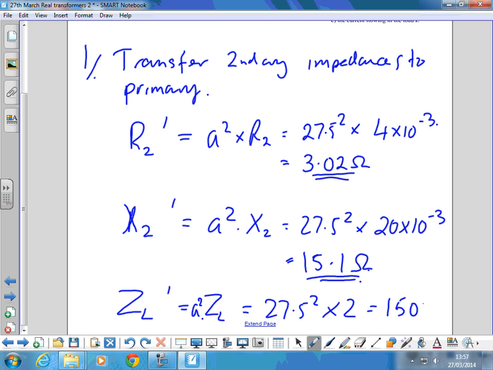1,500 ohms. Yep. Okay, so now you know those values. Sketch out the transformer model with each of the individual values in, with the ideal transformer removed. Use those values to come up with the modified circuit with everything transferred to the primary side.